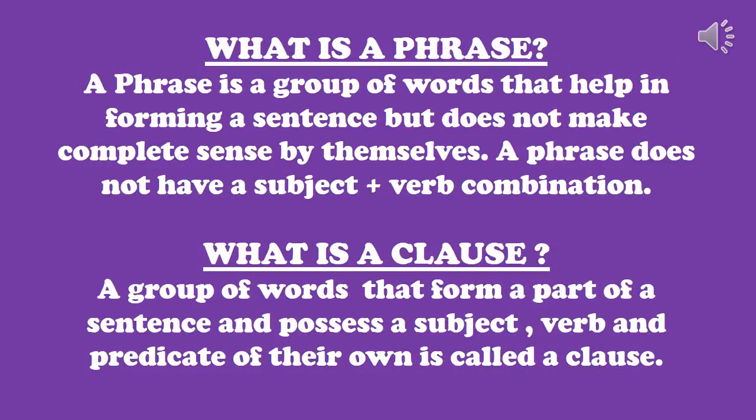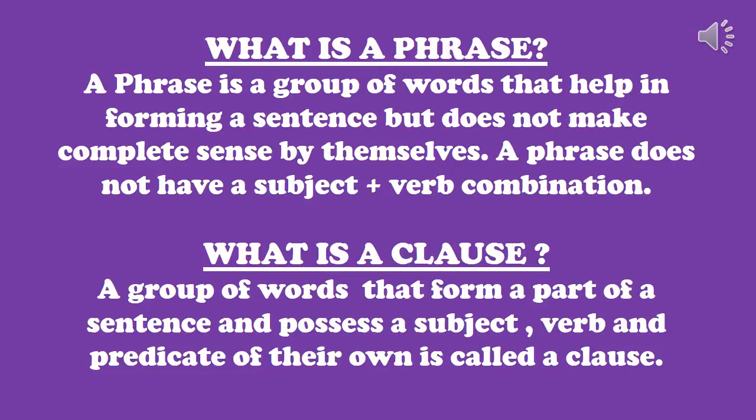So, as you already know, a clause is a group of words that forms a part of a sentence and possesses the subject and verb of its own. So, it's that part of the sentence that has a subject and a verb together. That subject plus verb makes up a clause. Now, the predicate, as you already know, is that part of a sentence that contains the action. And what is a verb if not an action word? So, a clause is subject plus verb.